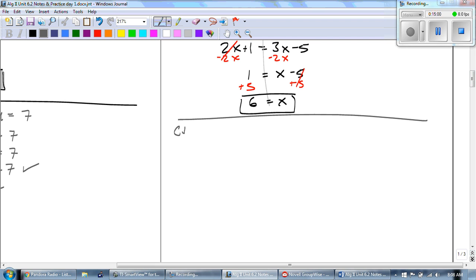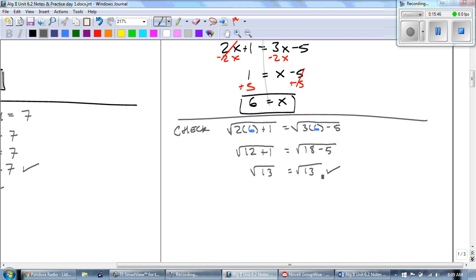So here's our check. I have the square root of 2x plus 1, and we're going to check, does that equal the square root of 3 times x minus 5. Okay, I'm just going to work on the left side first. 2 times 6 is 12, and 12 plus 1 is 13. That's not a perfect square, so I'm just going to leave it like that. On the right side, 3 times 6 is 18, and 18 minus 5 is 13. So the square root of 13 equals the square root of 13. But remember, that's not my answer. My answer is x equals 6.